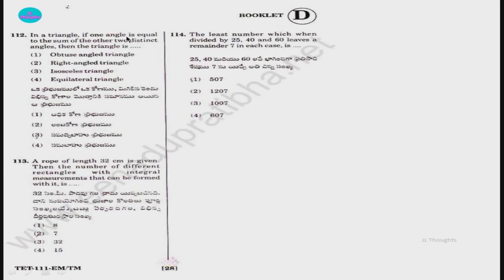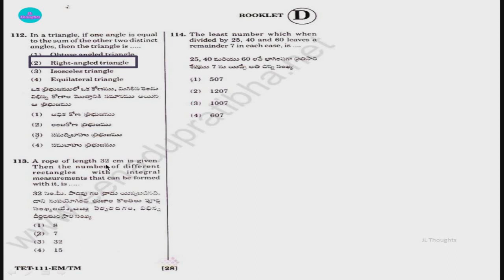Now 112, in a triangle, if one angle is equal to the sum of the other two distinct angles, then the triangle is a right angled triangle. If we take a right angle triangle, then the sum of the other two distinct angles is 90, so they will become 45 and 45. Then that is a right angle triangle.